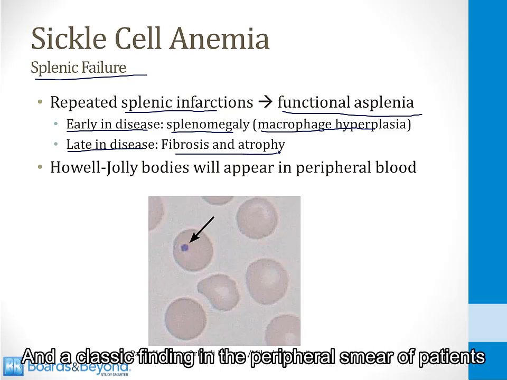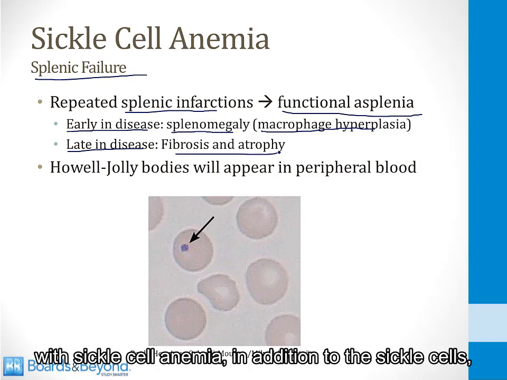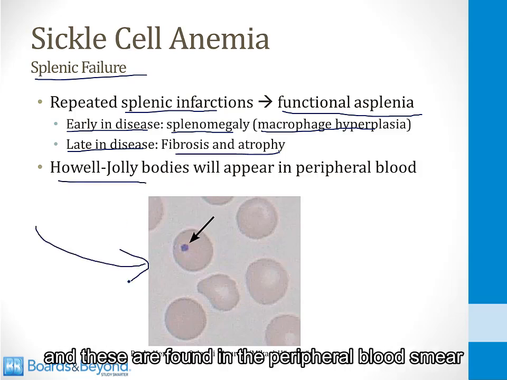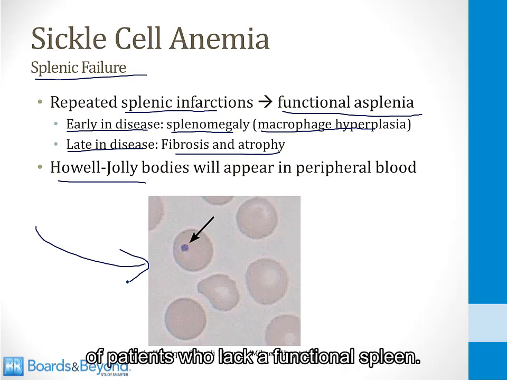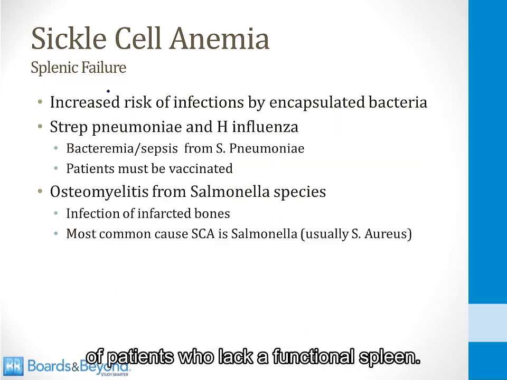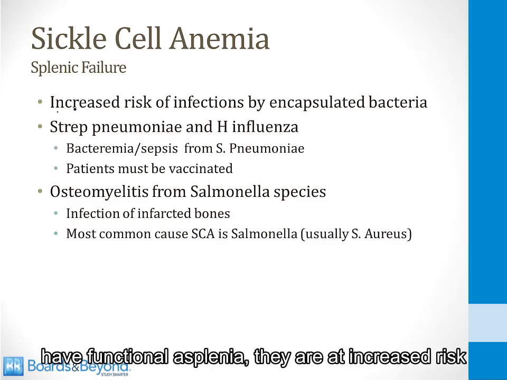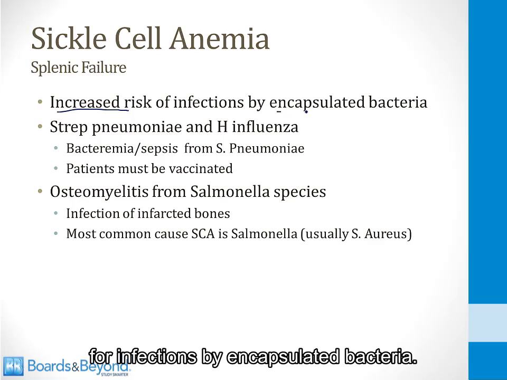A classic finding in the peripheral smear of patients with sickle cell anemia, in addition to the sickle cells, is the presence of Howell-Jolly bodies. This is a picture of one shown on the screen, and these are found in the peripheral blood smear of patients who lack a functional spleen. Because patients with sickle cell disease have functional asplenia, they are at increased risk for infections by encapsulated bacteria.